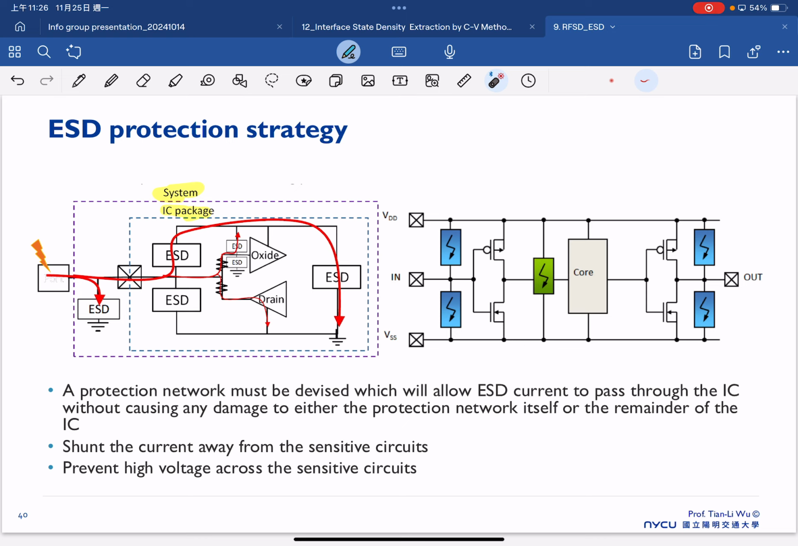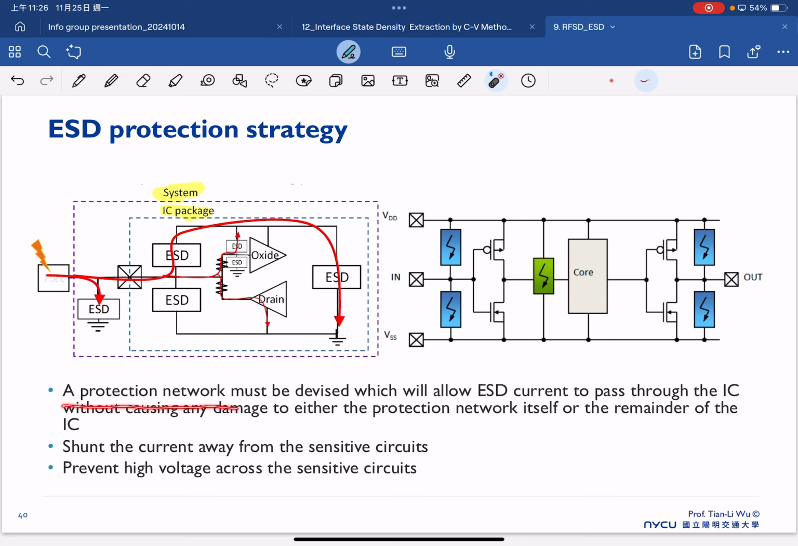Overall, ESD protection is very complicated because we need to make sure the weak part here won't be damaged by a high current, high voltage event. That's why we need to place lots of ESD protection. Here is nearby our core IC. Here is for the packaging. Here is for the system.